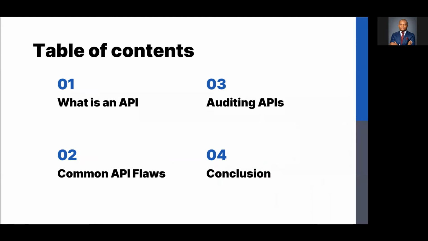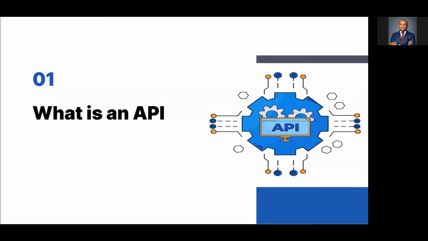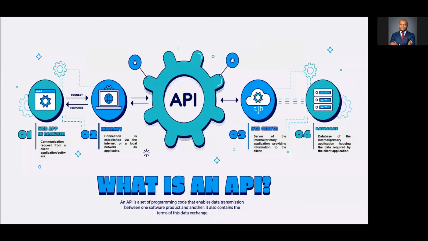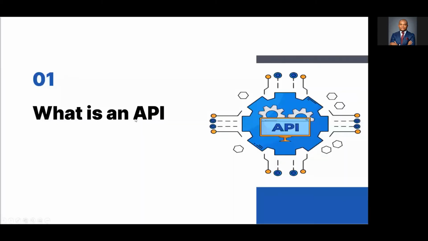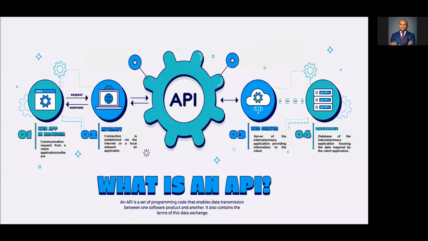Now, straight into the business of the day. What is an API? The bigger question, and we've been able to come to an excellent and concise definition. Please go to the next slide. An API, application programming interface, is a set of programming code that enables data transmission between one software product and another. It contains the terms of the data exchange. So that is simply what an API is all about.